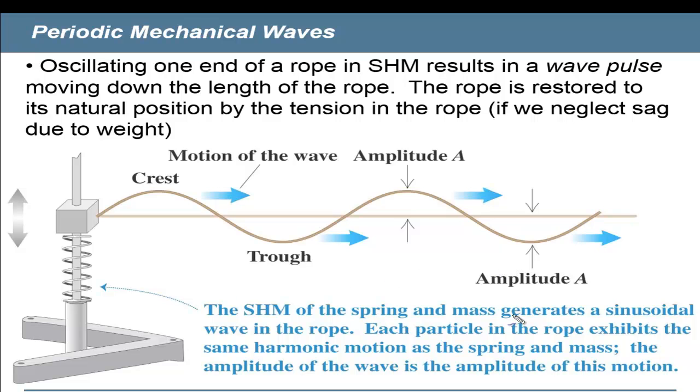So if this moves in simple harmonic motion up and down, so as to create a sine wave here, each one of these particles also has simple harmonic motion, this up and down, the same exact motion as this right here. This motion is simply being duplicated everywhere, or replicated everywhere along the wave.